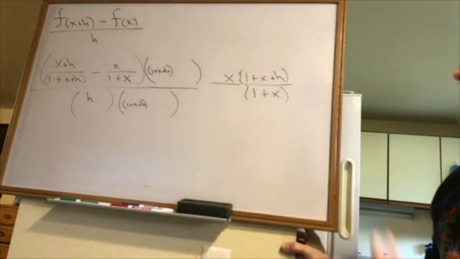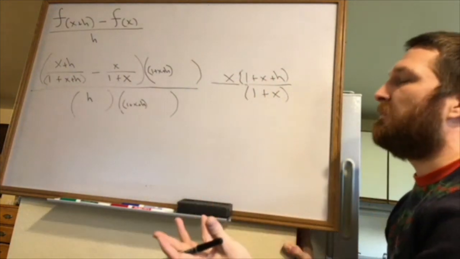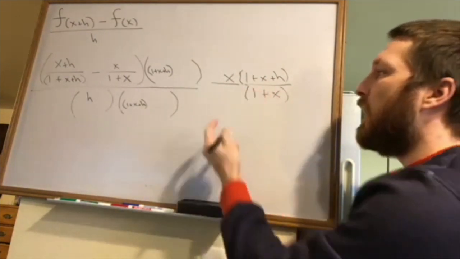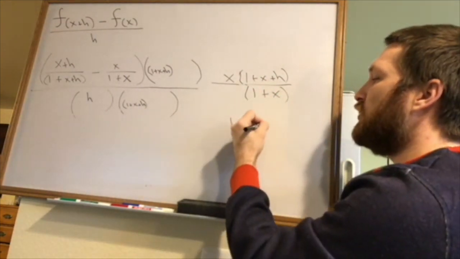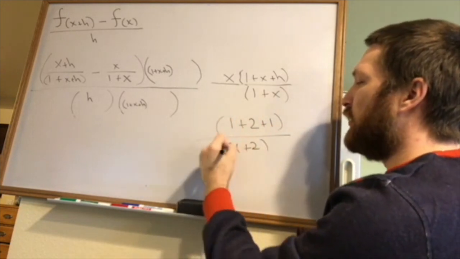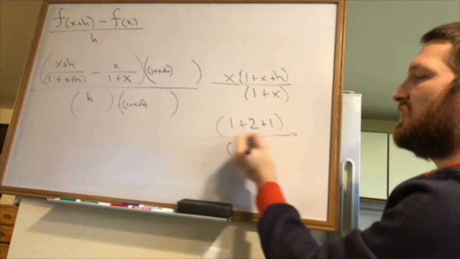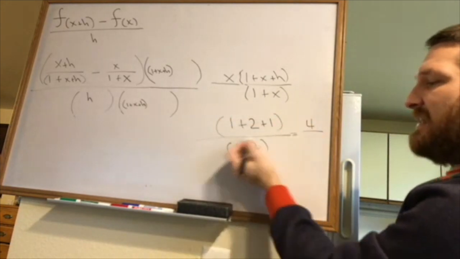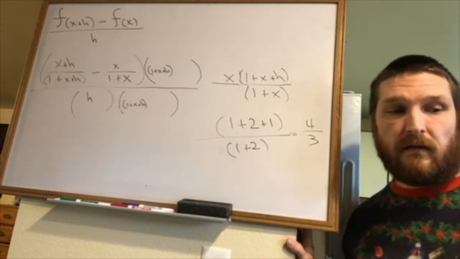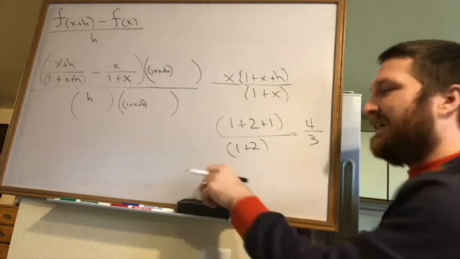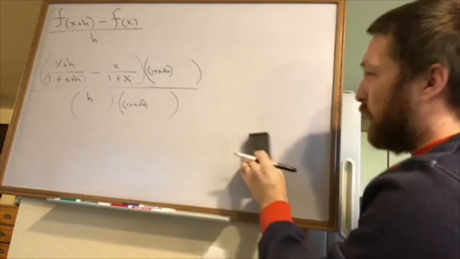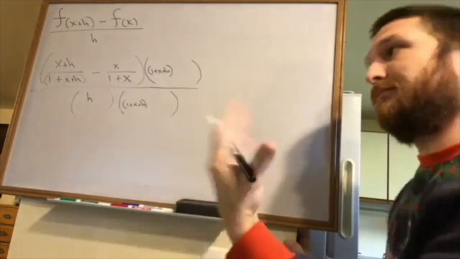We could see that by plugging in some values. Let's say that x is 2 and h is 1. We'll have 1 plus 2 plus 1 in the top, and in the bottom, we'll have 1 plus 2. That is a 4, and that's a 3. Those in general do not cancel. Right, okay. This is tricky stuff. This is why it's a challenge problem.